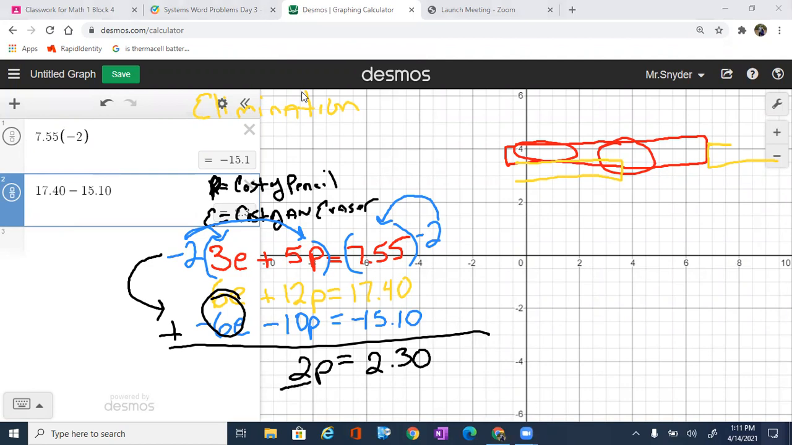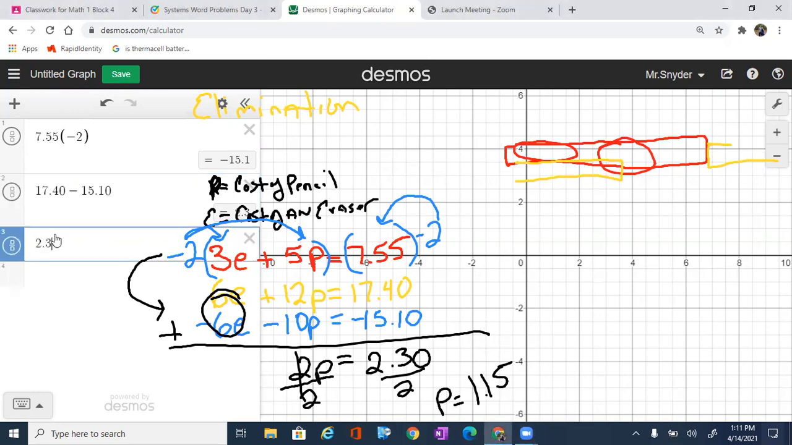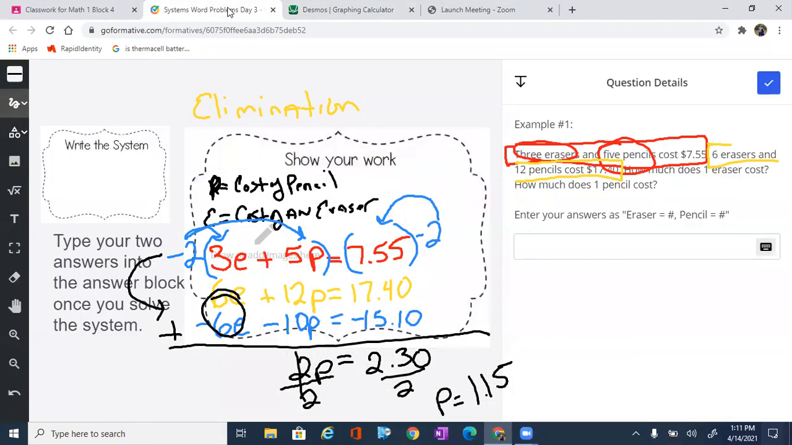2 is attached to P by multiplication, so we're going to divide, and P comes out to be $1.15. And type it in if you need to. $2.30 divided by 2 is $1.15. At this point, we now know the cost of a pencil. One pencil costs $1.15. So $1.15 is going to be a pencil.